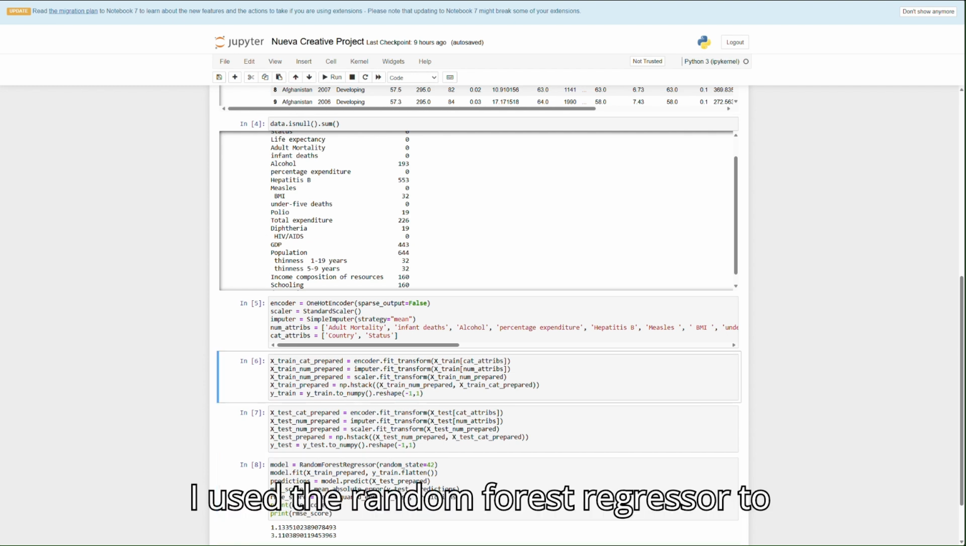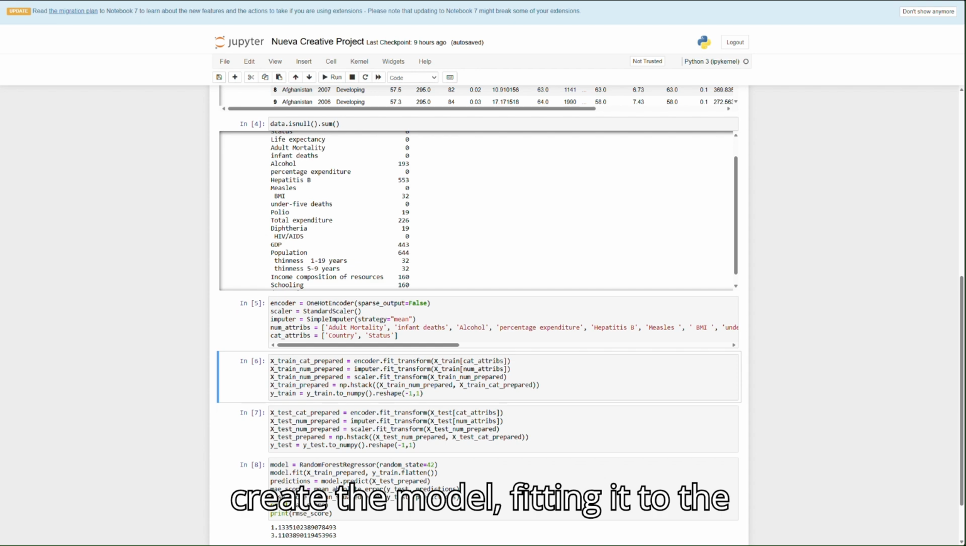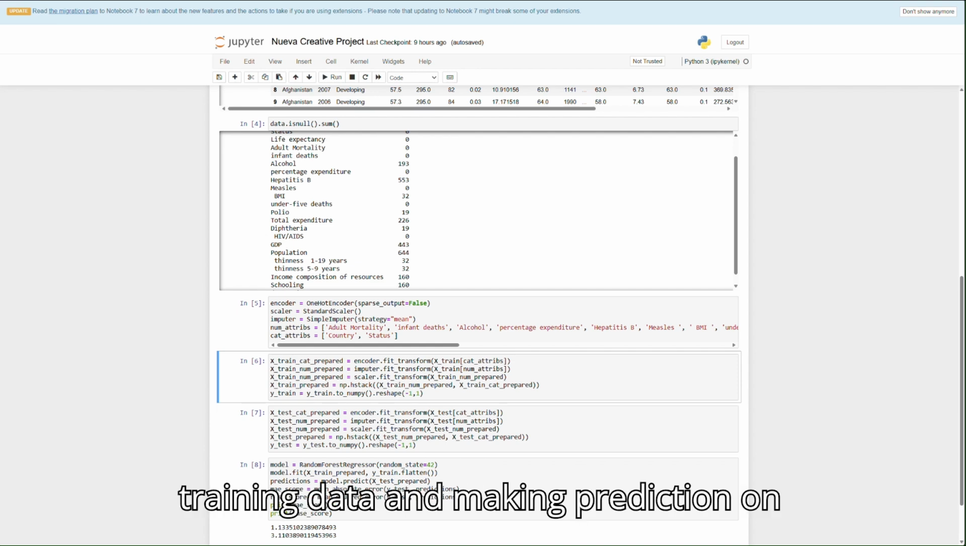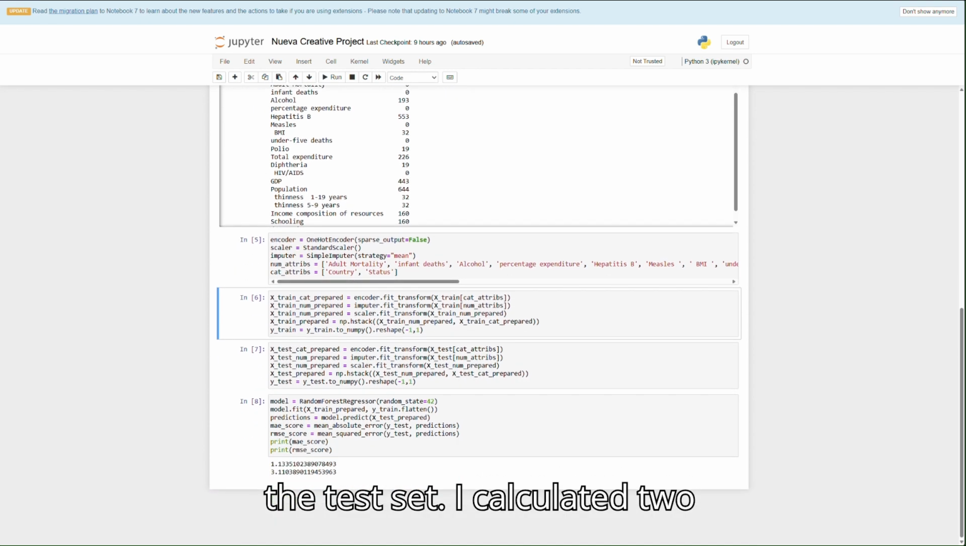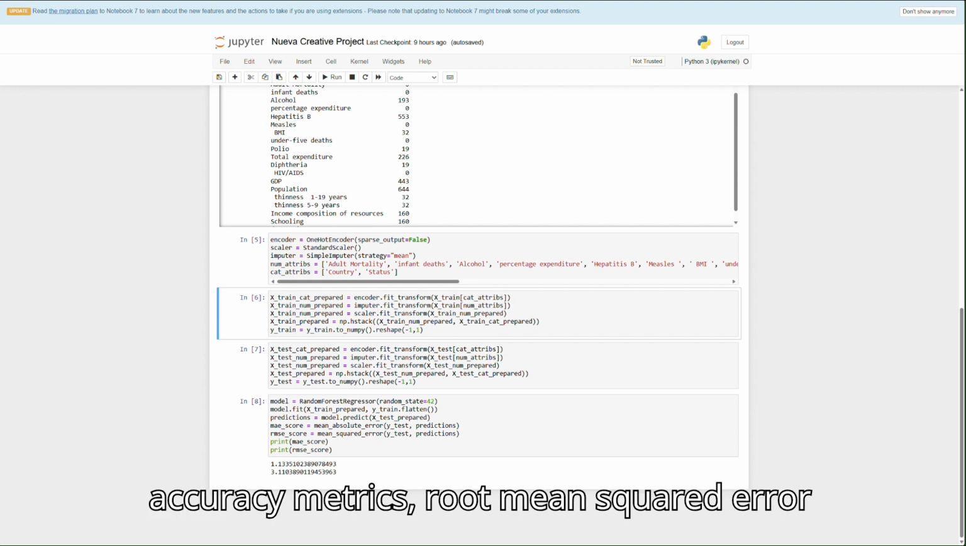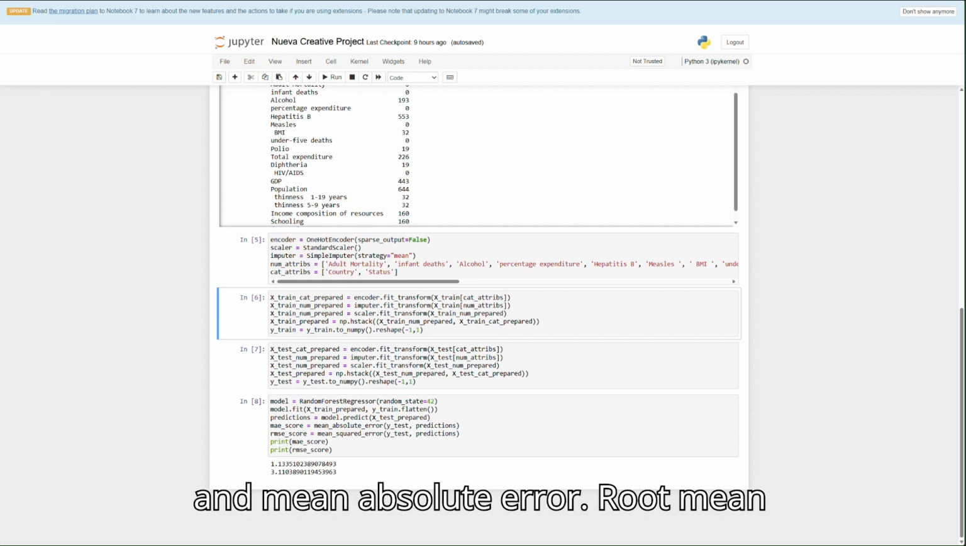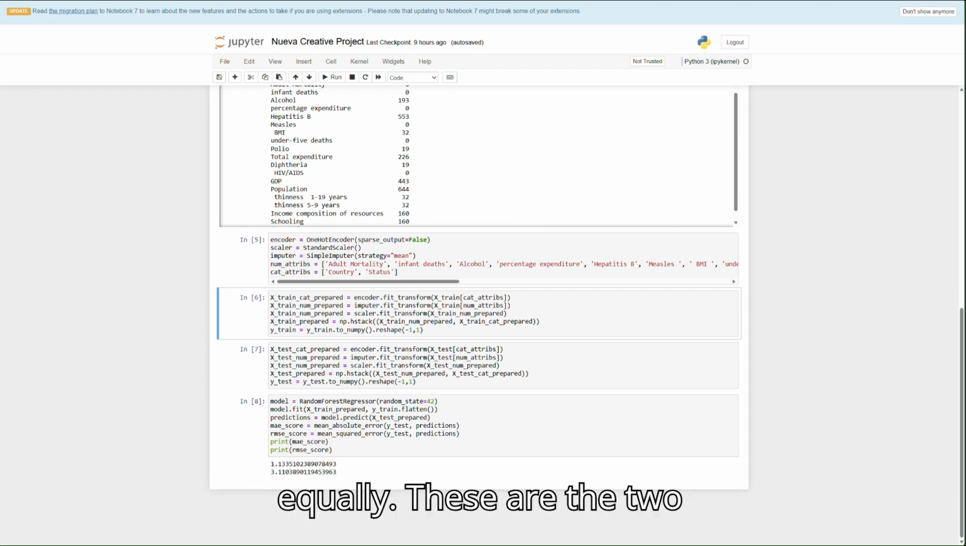I used the random forest regressor to create the model, fitting it to the training data and making predictions on the test set. I calculated two accuracy metrics: root mean squared error and mean absolute error. Root mean squared error is sensitive to outliers, while mean absolute error treats errors equally. These are the two scores.